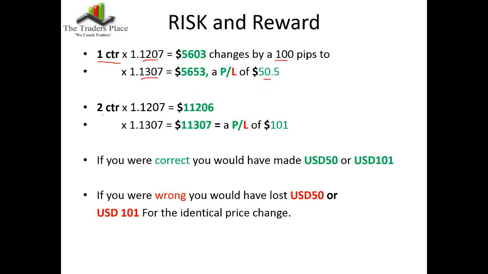If you had taken 2 contracts, same thing applies, multiply by the entry price to get exposure, multiply by the exit price, and you would have made or lost $101 on exactly the same price move. So if you were correct, you would have made $50 based on one contract, or $101 based on 2 contracts. And then, of course, the important part is if you were wrong, you would be down $50 or $101. Okay, and that's for the exact same price move, and that's pretty much what leverage gives us. And you can calculate that back into your account balance.